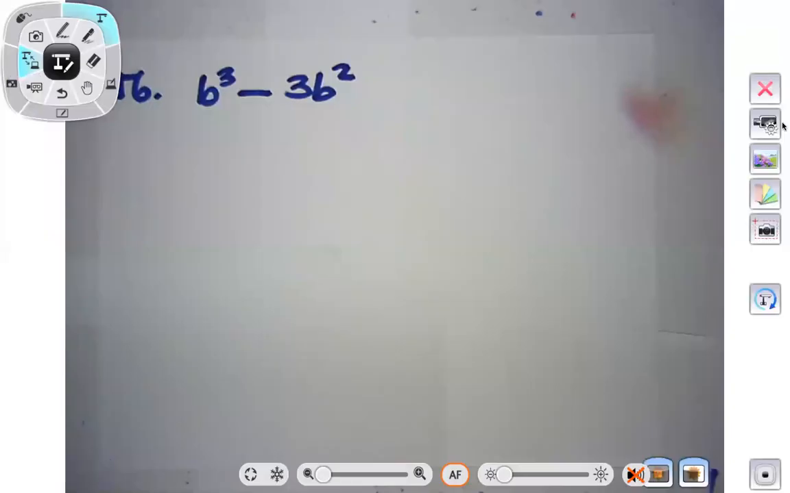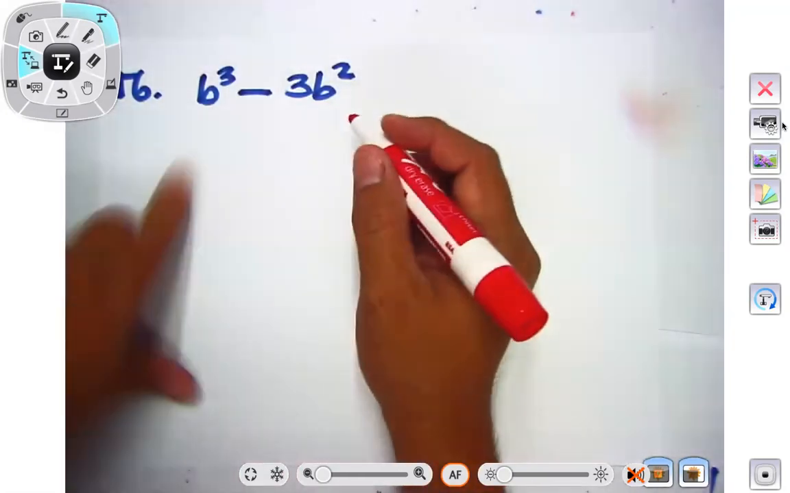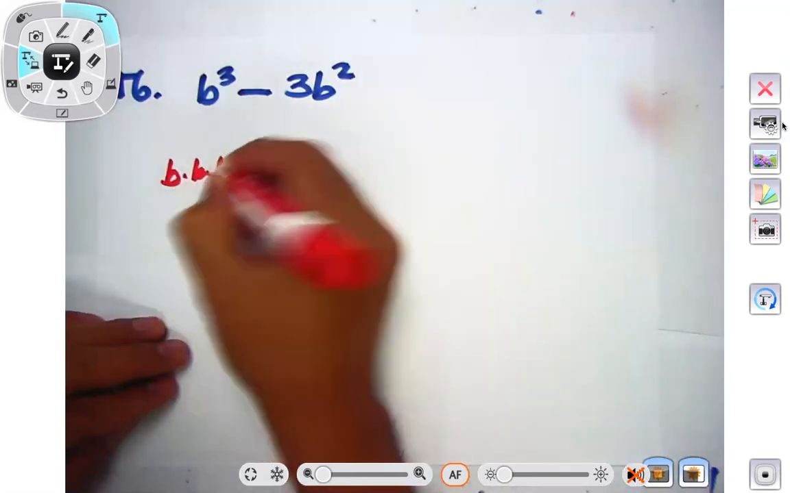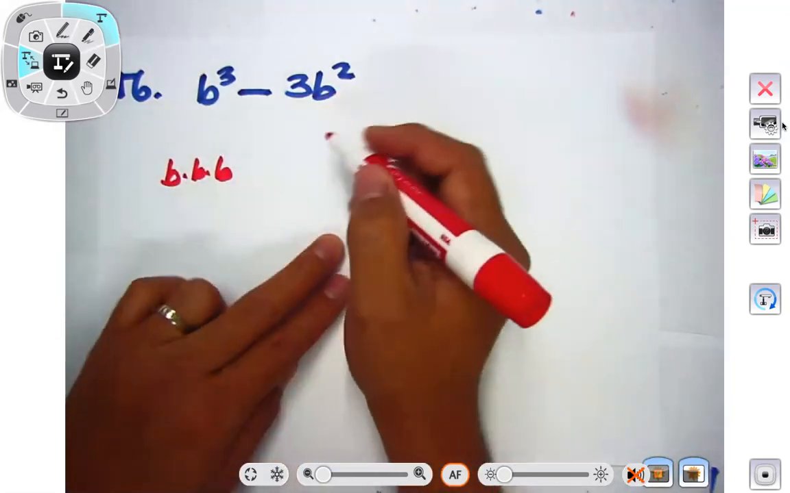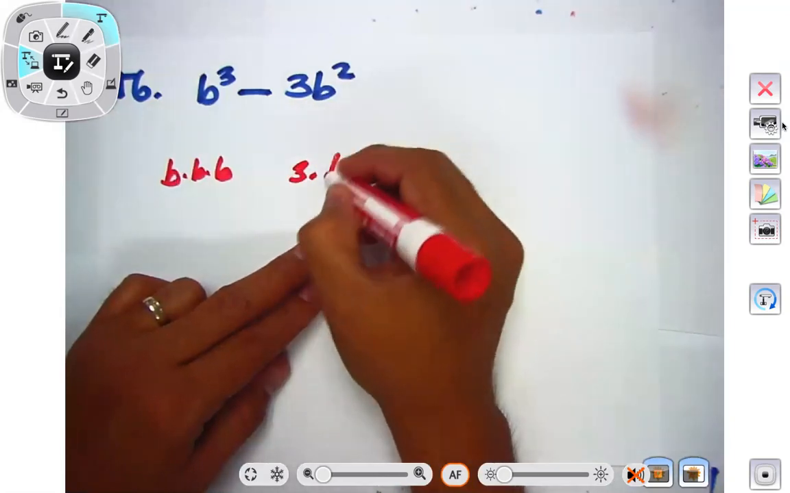Ready? Let's have b cubed minus 3b squared. So let's get the prime factors of this again. Each term, let's start from b cubed: b times b times b. 3b squared: 3 is prime, b squared is b times b.